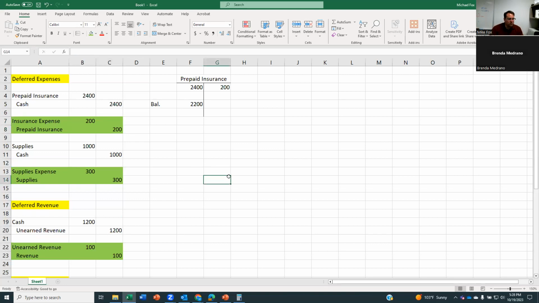But would they specify how much would have been used up within this month? Sometimes they do. Sometimes they'll say his expired insurance was $200, which means the amount used up. Other times they won't. They'll just tell you it was 2,400 for the year, and they'll expect you to divide it out and figure out that it's 200.